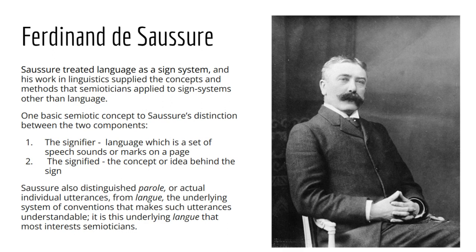So there are two components to it. The first is the signifier, which in language is a set of speech sounds or marks on the page. Basically it's what you hear. When you hear that word, like for example rose, you hear the word rose, and the signified is what you see, the concept or idea behind the sign. What's the image that pops into your head when you hear that word rose?